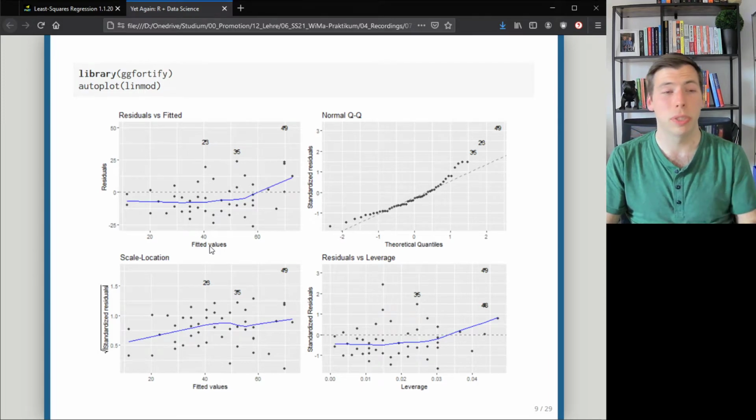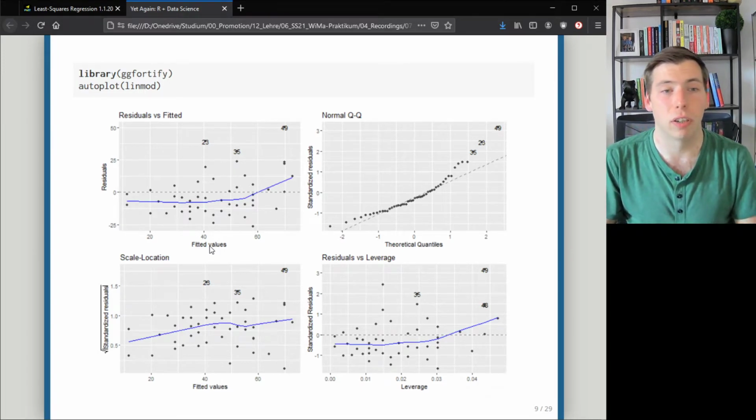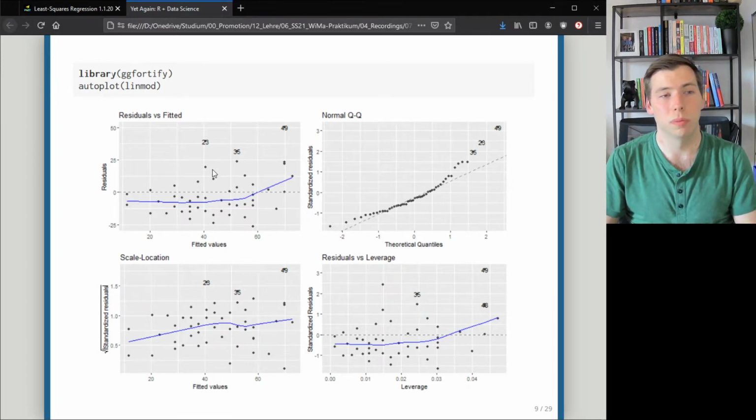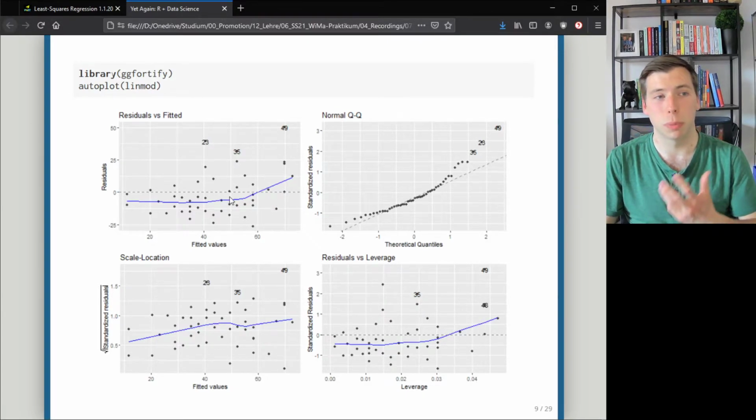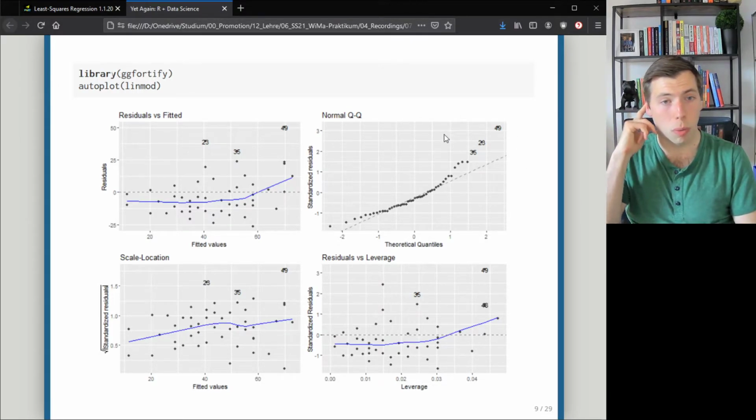At least that's my opinion. I think there are probably some who read a lot into these plots, but still I think they have some value, so you should at least look at them. Okay. The plot here on the top right is the normal QQ plot.